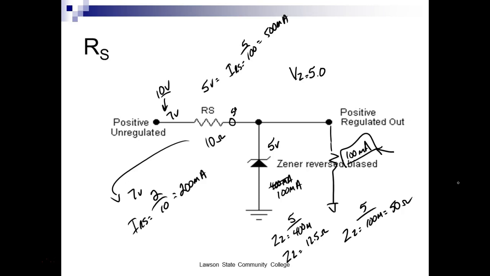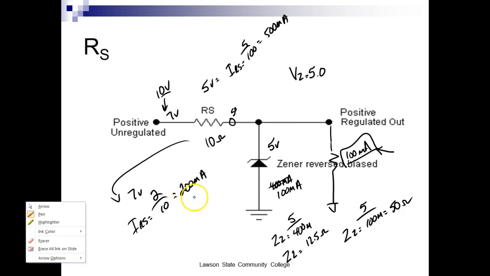So let's say I come over here and I put 7. Let's go to 7 volts again. So at 7 volts, IRS has got to conduct 200 milliamps.